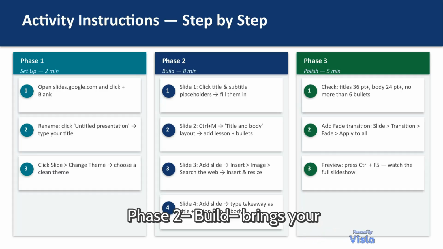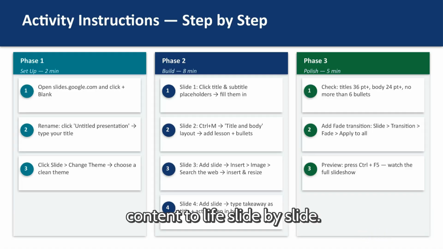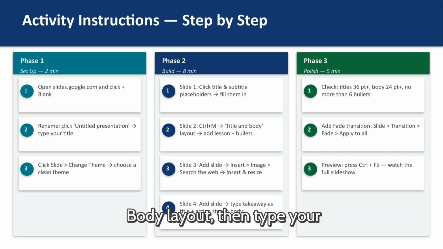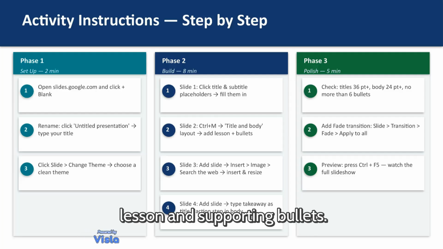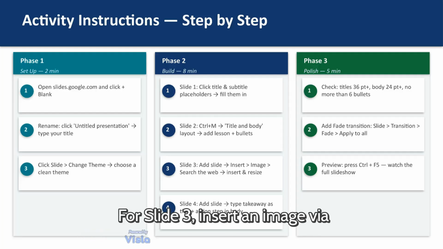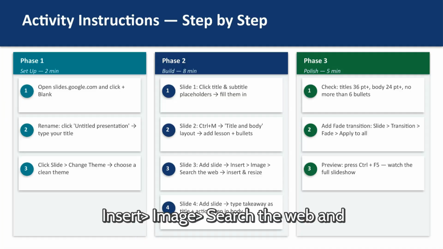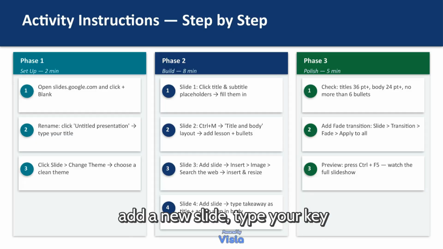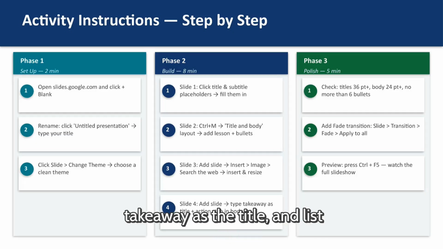Phase 2, build, brings your content to life slide by slide. For Slide 1, click the title and subtitle placeholders to fill in your opening details. For Slide 2, press Ctrl-M to add a title and body layout, then type your lesson and supporting bullets. For Slide 3, insert an image via Insert, Image, search the web and resize it to fit. For Slide 4, add a new slide. Type your key takeaway as the title and list an action step in the body.